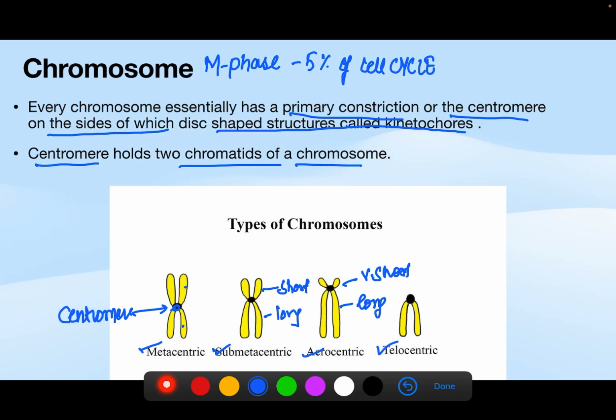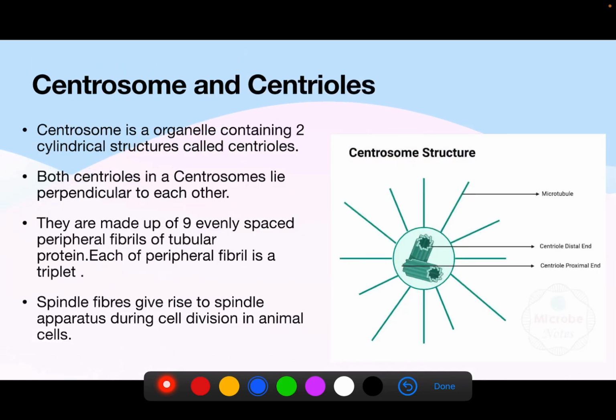And lastly, we have telocentric. It only contains the lower arms of the chromosome present. This is about the chromosome.